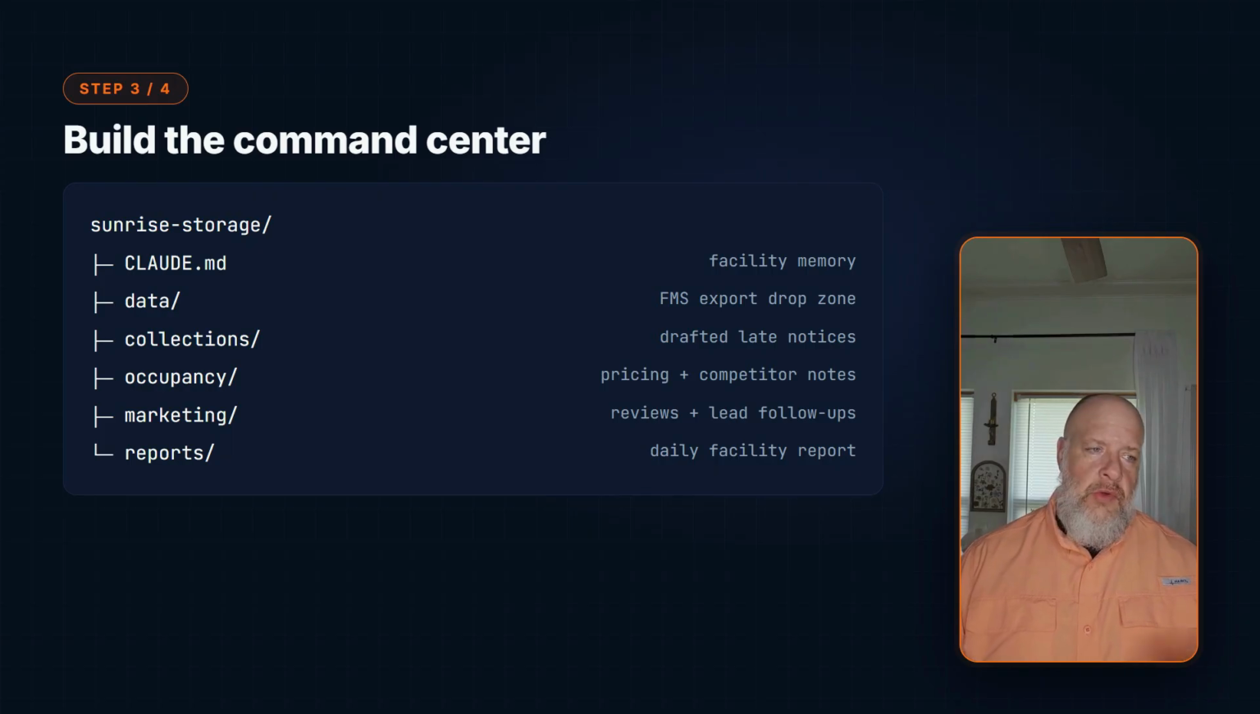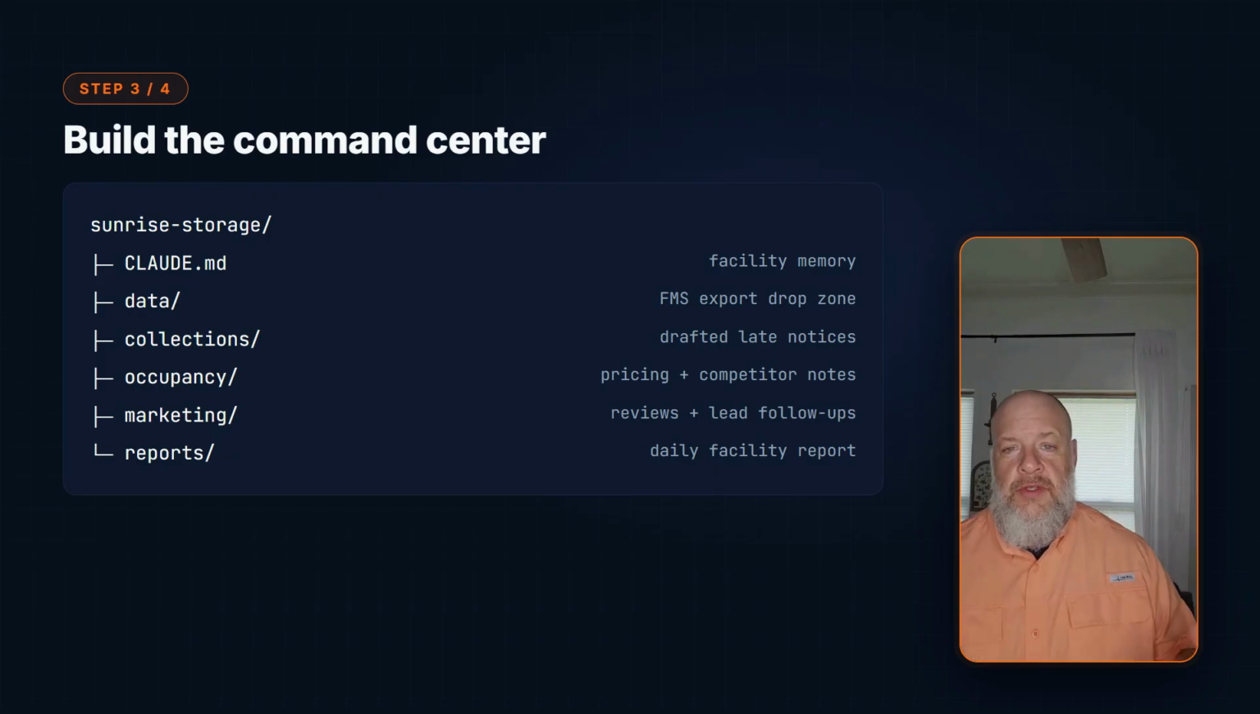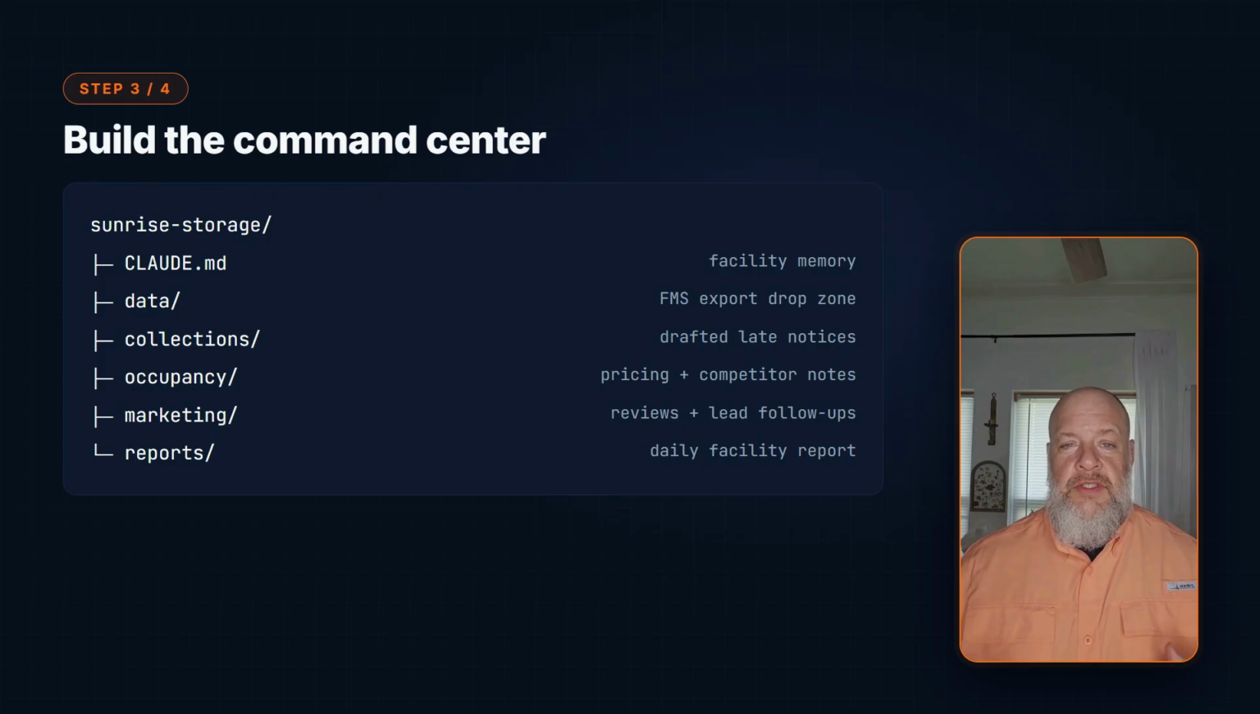So what are these folders? Real simple. Data is your drop zone. Every morning you export your rent roll or aging report out of your FMS, StoreEdge, SiteLink, whatever you run, and you dump it in there. CSV, Excel, even PDF, Claude reads them all. Collections is where your drafted late notices live. Occupancy is pricing and competitor notes. Marketing is reviews and lead follow-ups. And reports is where your daily report shows up.